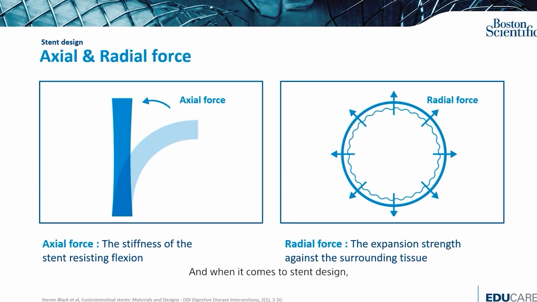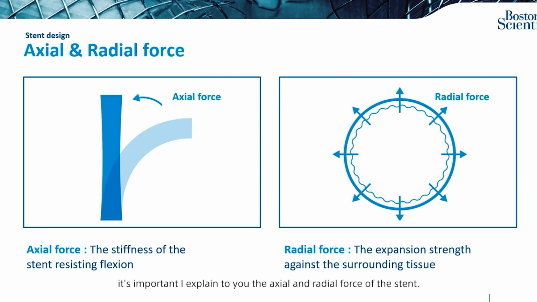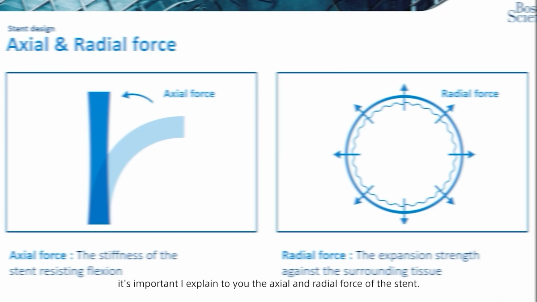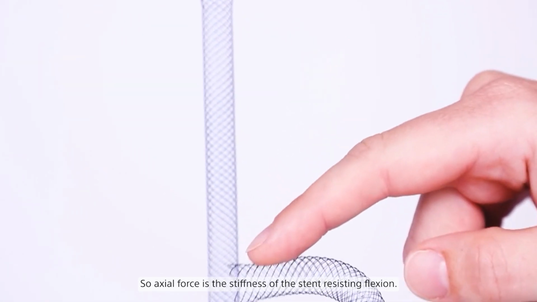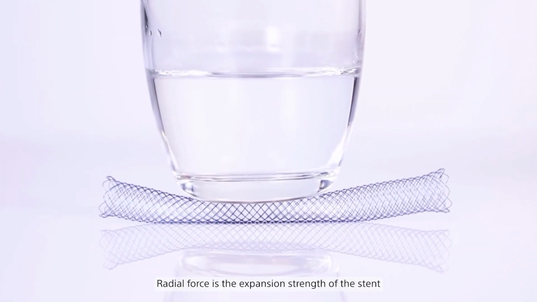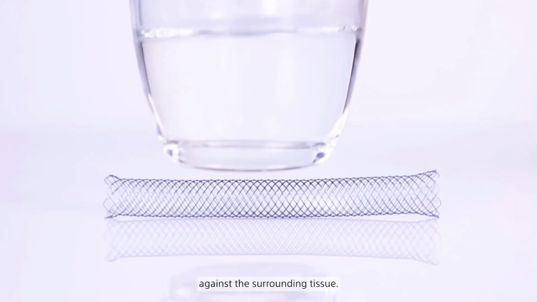And when it comes to stent design, it's important to explain to you the axial and radial force of the stent. So axial force is the stiffness of the stent resisting flexion. Radial force is the expansion strength of the stent against the surrounding tissue.